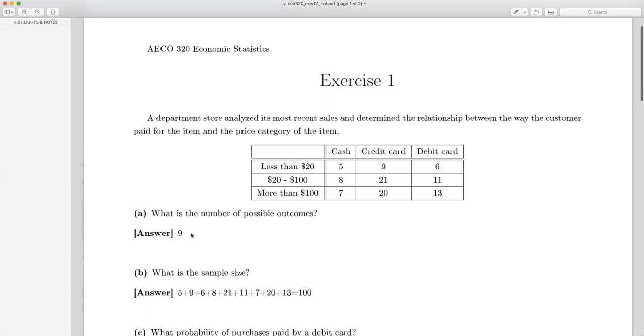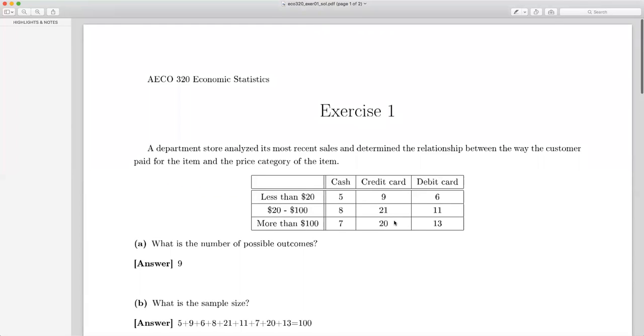So the first question is, what is the number of possible outcomes? How many possible outcomes do you have? 1, 2, 3, 4, 5, 6, 7, 8, 9. So that's it, it's quite easy. And sample size: it's 5 plus 9 plus 6 plus 8 plus 21 plus 11 plus 7 plus 20 plus 13. Each of these numbers represents one sample size.